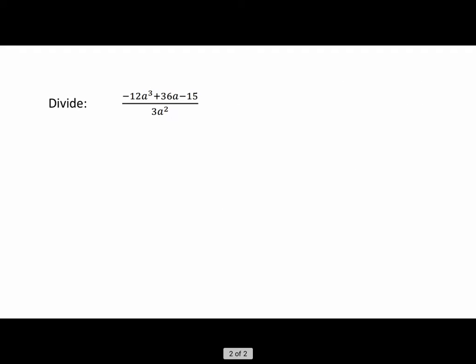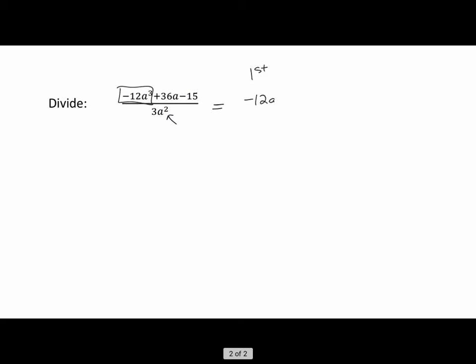Our next example, we want to divide the dividend by the divisor. And if you printed the notes, I did change this exponent here to be a squared, so that this is a little more difficult, to show this example better. So I'm going to take each term of the numerator and divide by that single term in the denominator.